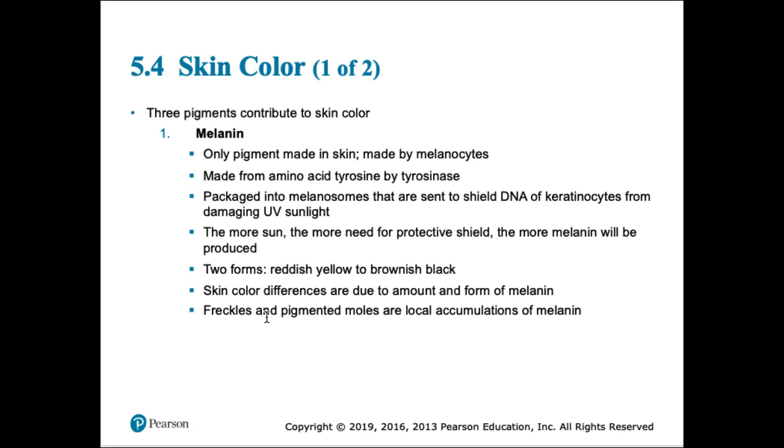So a lot of our skin color is determined by how much melanin you have in your skin and how much is produced at particular places. The more sun, the more the need for a protective shield, so the more melanin will be produced. And so that's why you can get darker skin if you're in the sun more.